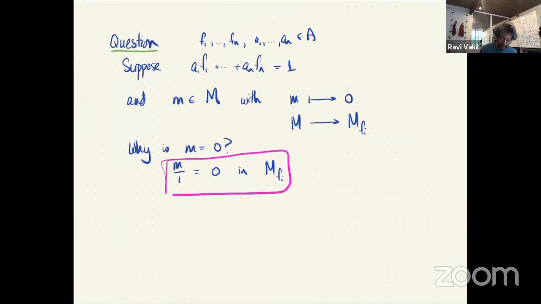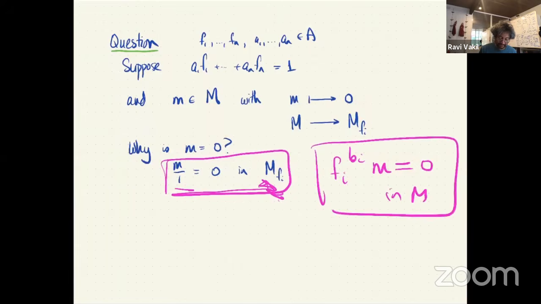So M over 1 is 0 in this localization. What does that mean? It means by definition that F_i to some power times M is 0 in the original module. That was my definition of what this is. So I know that F_i to the B_i times M is 0 for some big integer. B is for big, B_i is for big, I guess.